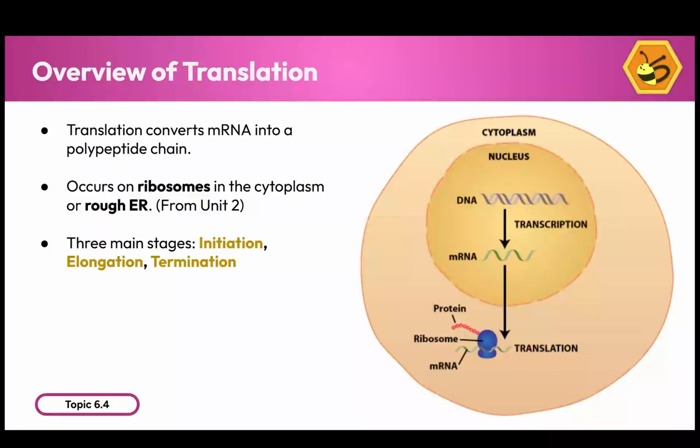Okay, so here's the very basic overview of translation. Translation is the process that converts mRNA sequence into a polypeptide chain, which will fold into a functional protein later. It occurs on the ribosomes in the cytoplasm, or on the rough endoplasmic reticulum, which is from Unit 2, so I won't be covering that too much. And there are 3 main stages of translation. Initiation, which is the start of translation. Elongation, which is the process by which mRNA is read and the protein is synthesized. And termination, which is when translation ends and the protein is finished.